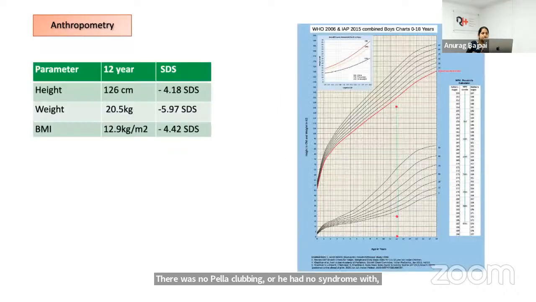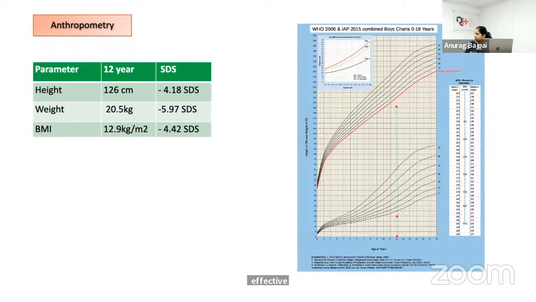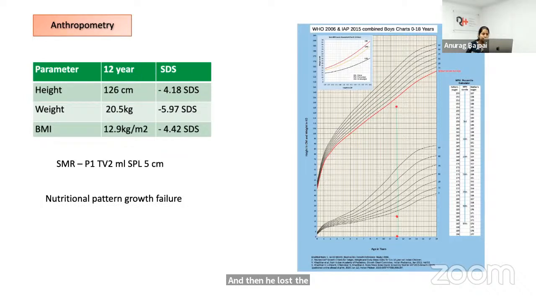When we examined the child, we found that both his height and weight were affected, and his weight was more affected. This was when he had come for the first time at 12 years of age. And he had problems for a long time. It tells you how this problem was missed for such a long time, and then he was lost to follow-up. His weight was more affected than the height, so definitely it is a nutritional pattern of growth failure. And he was prepubertal at that time.